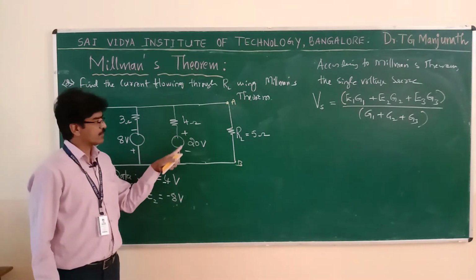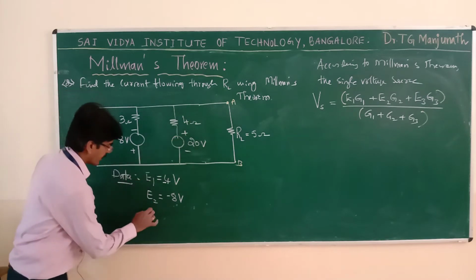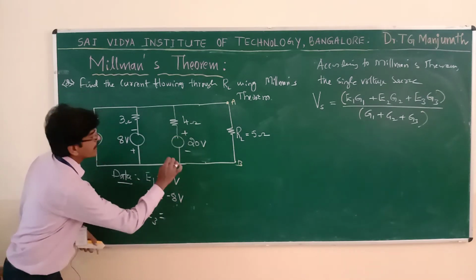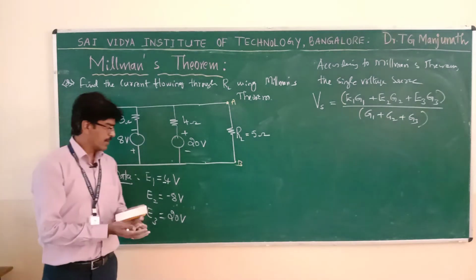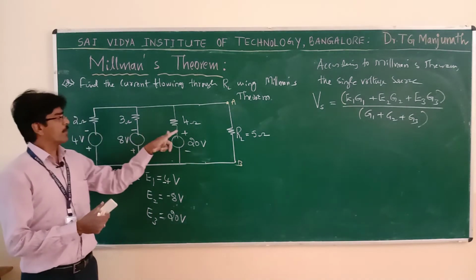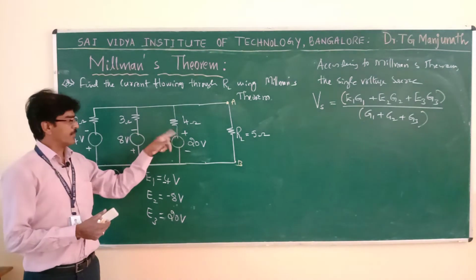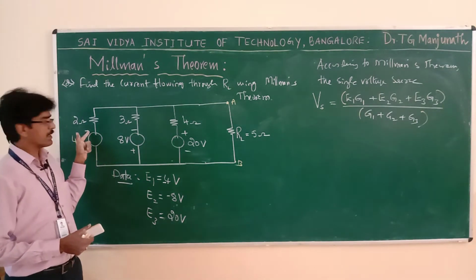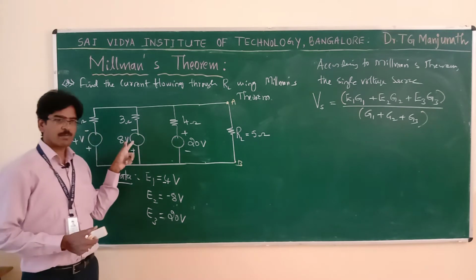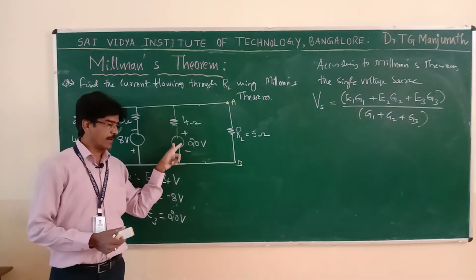E3 I will write plus 20, because A is positive here. So E3 is plus 20 volts. This is the data, very important. In the previous problem, all upper terminals were positive and lower negative, but here it is reversed. Hence I am taking this as -E1, this as -E2, which is plus E3.